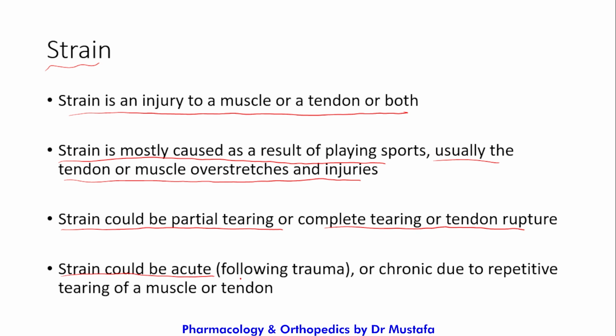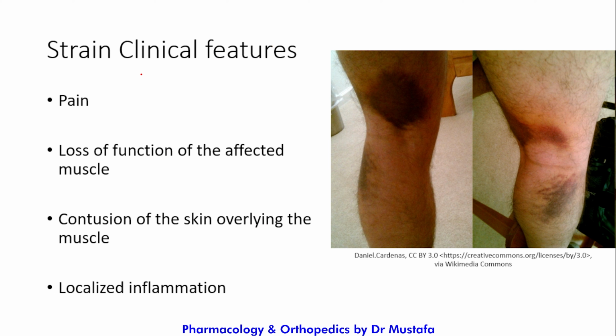And the strain could be acute following trauma or could be chronic due to repetitive tearing of the muscle or tendon. Now let's talk about the clinical features of the strain. So there is usually pain, there is loss of function of the affected muscle, there is contusion of the skin overlying the muscle. For example, in the hamstring strain, there is a contusion over the area of the muscle, and this patient had both hamstrings strained. This is the other one also contused, and there is usually localized inflammation.